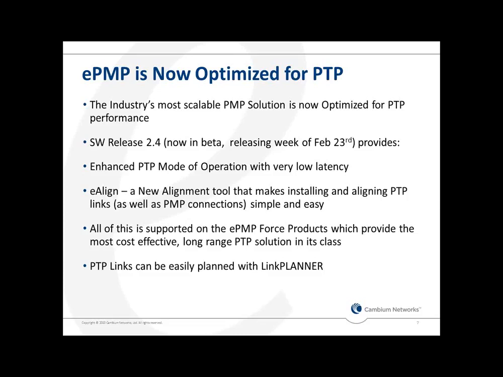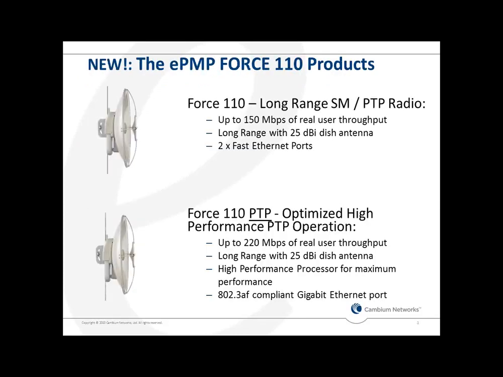So all of this is supported on the ePMP Force products, which are a recent addition to the portfolio, and they provide a very cost-effective way of delivering long-range point-to-point solutions. And all of these products can have their links planned with the link planner. So let's talk a little bit about the Force product. The Force product is a combination of an ePMP connectorized radio with a high-gain 25 dBi dish antenna. And we sell these in 2 versions at very attractive prices when we bundle the radio and the dish together.